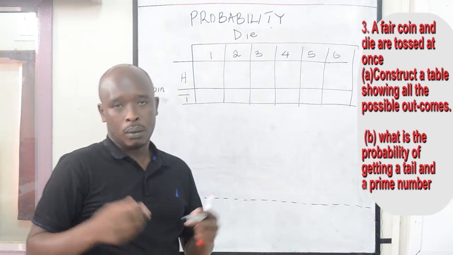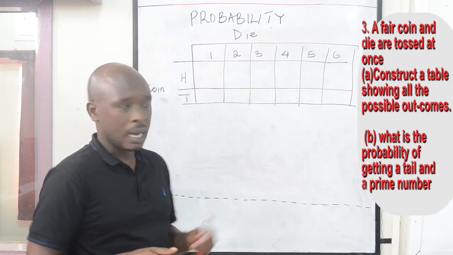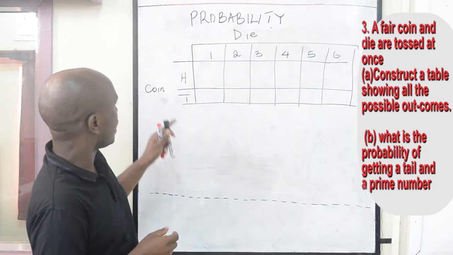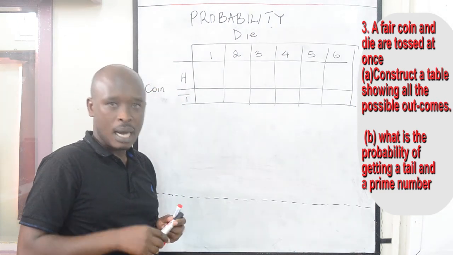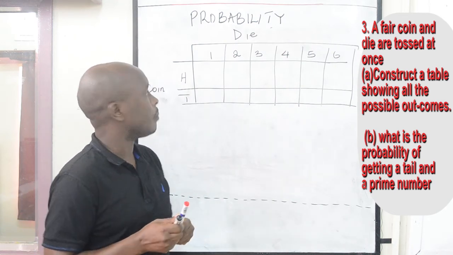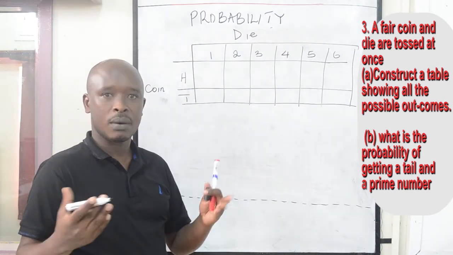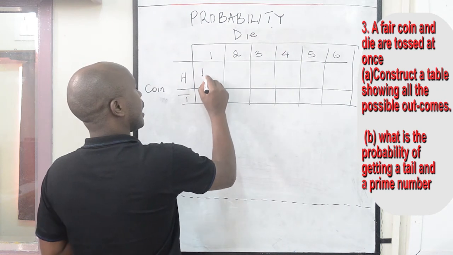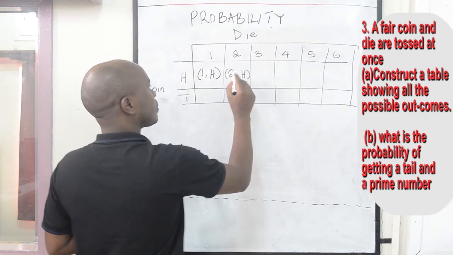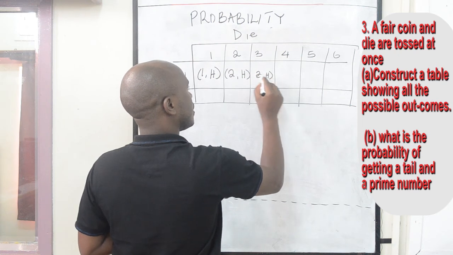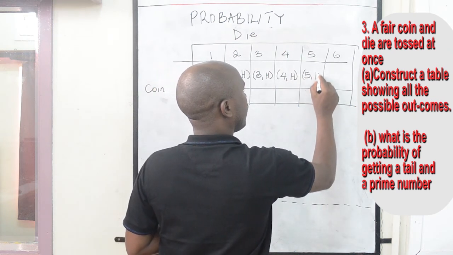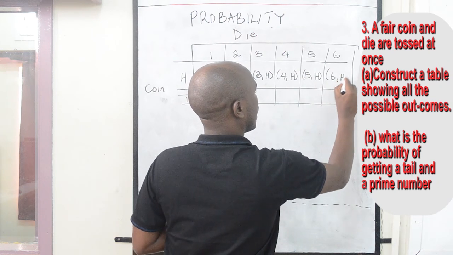Okay, so our setup looks like this. A die has 1, 2, 3, 4, 5, 6, and a coin has 2 sides, which are a head and a tail. So when the two are tossed at once, what is the possible outcome? We can have a 1 appearing on the die and a head. You can have a 2 and a head, a 3 and a head, a 4 and a head, 5 and a head, 6 and a head.